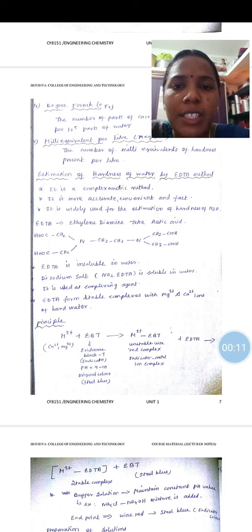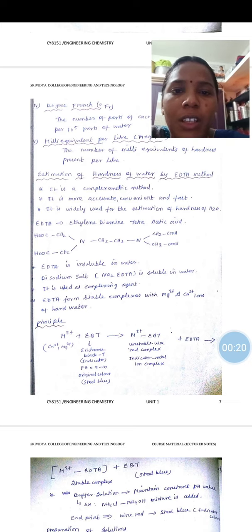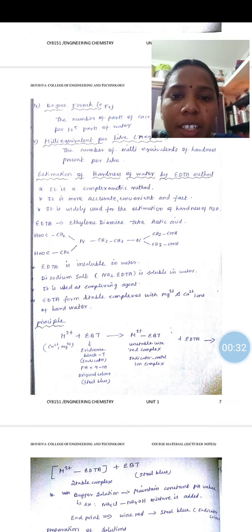Today we are going to discuss the estimation of hardness of a water sample by the EDTA method, in the unit of water technology. It is very important for the chemical industry because it determines the hardness present in water. It is a complexometric method. It is accurate, convenient and fast, so it is widely used for the estimation of hardness of water samples.